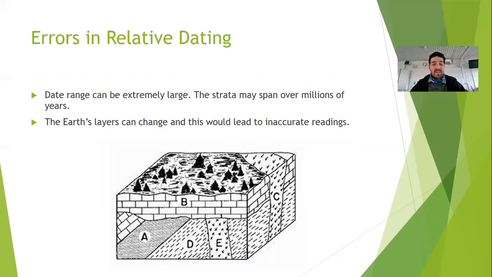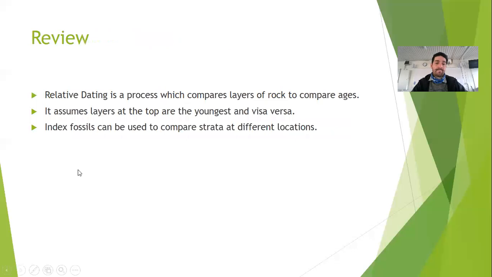We can also have the issue where the Earth's layers aren't always nice and neat in straight lines. And through things like tectonic plates and earthquake movements, we can see that using Earth layers might lead to inaccurate readings. I know looking at this picture, I couldn't tell if A or E was older or younger. And same with C, we can't really say as it spans over all the different rock strata. So there are some limitations of relative dating.